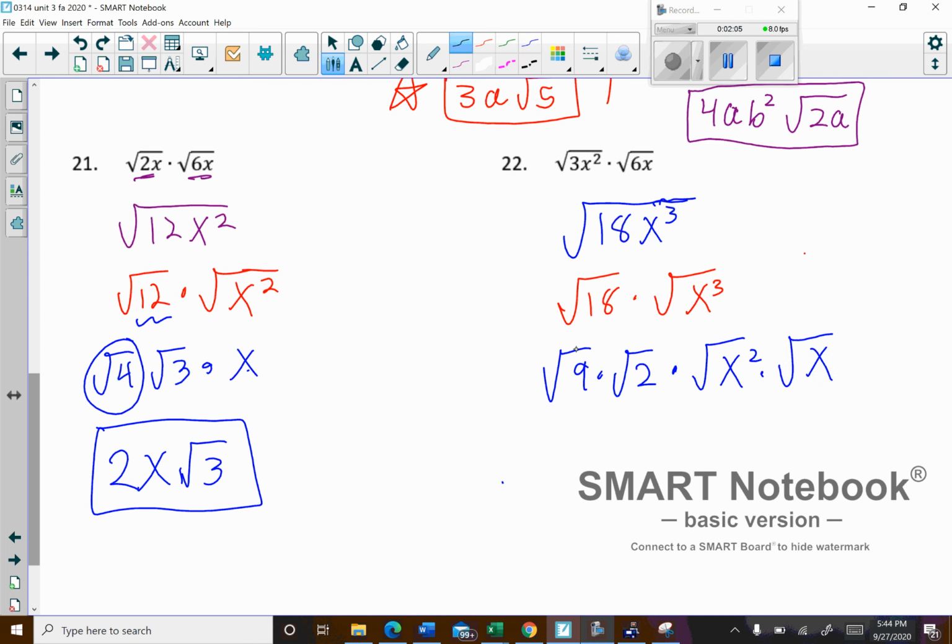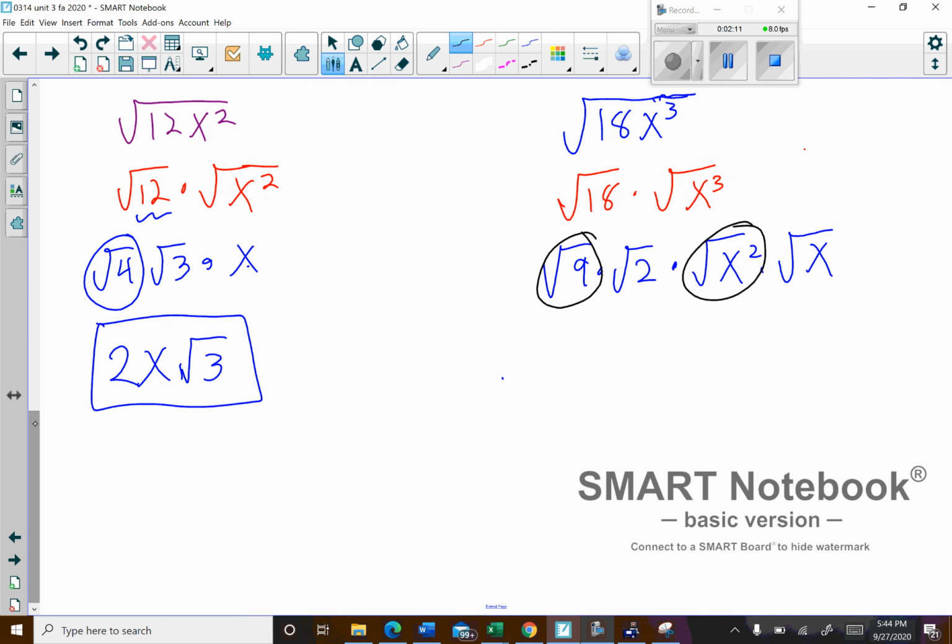Now my perfect squares are going to be square root of 9 and square root of x squared. So that would give me a 3 and an x. And then what I'll do is I'll put the other parts back together, the other parts that are stuck under the radical sign. So that will be square root of 2x right there. And there we go.